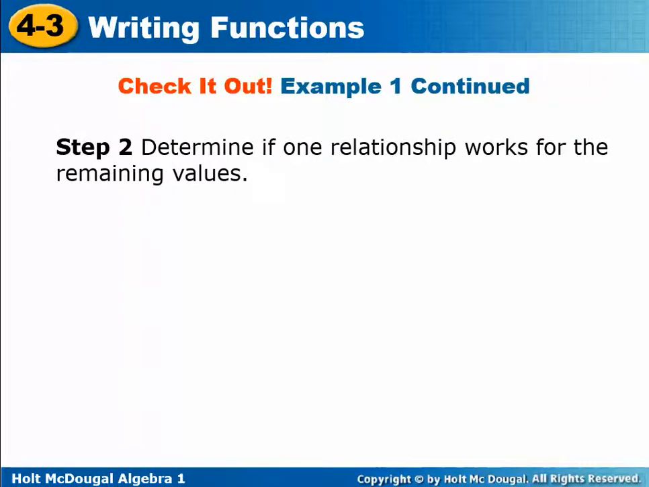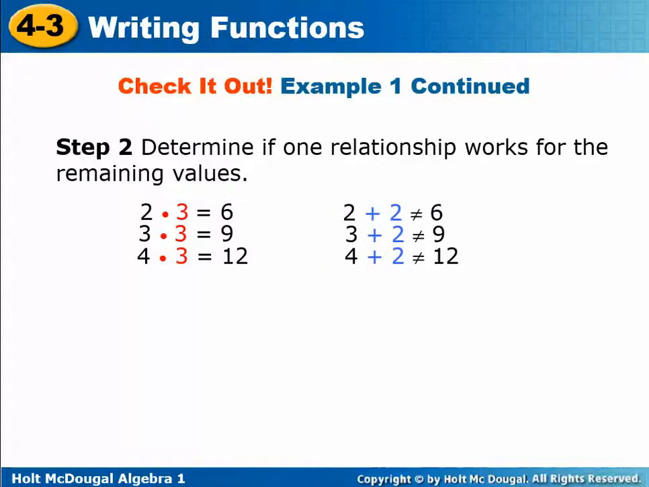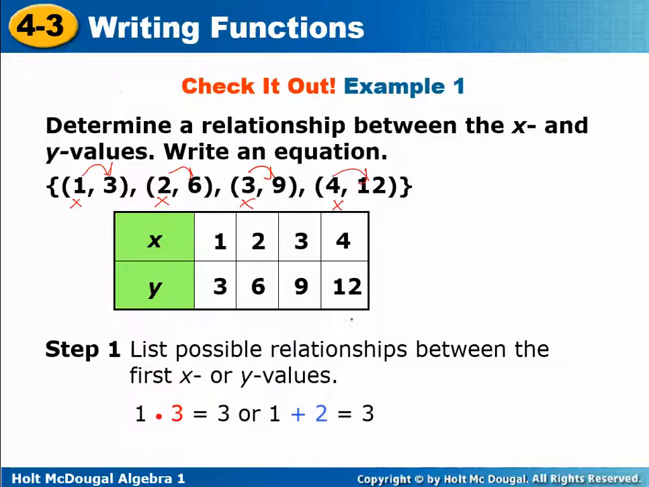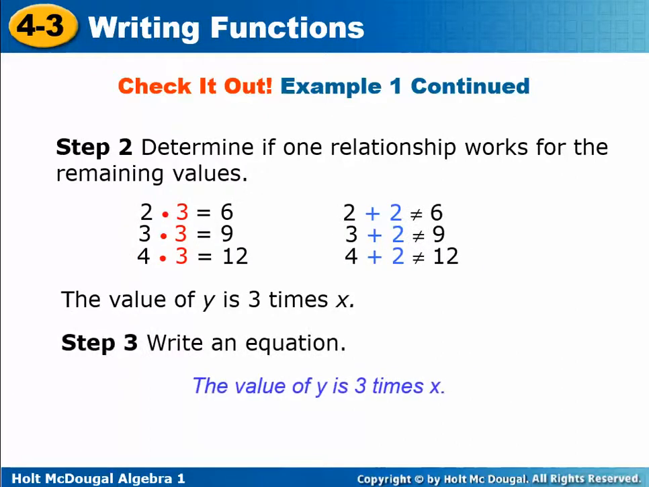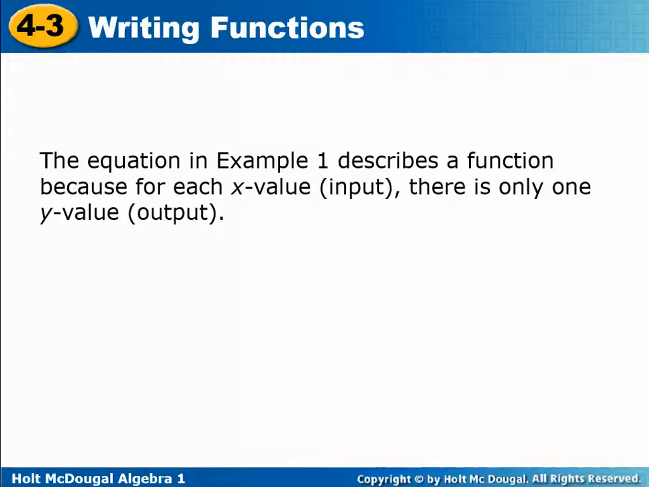In this case, it looks like it's going to be multiply by something. Every time you could multiply by 3, and you would get the y value. So your rule, you don't have to do all the steps they're doing, is going to be y equals 3 times x. Y equals 3x. So they're going to show this step by step. Okay, these were functions because every x value had one and only one y value.